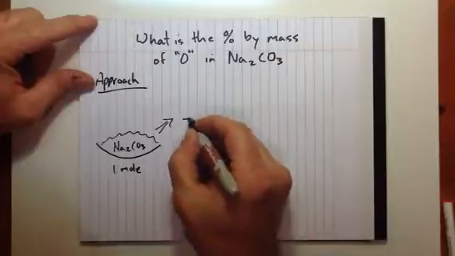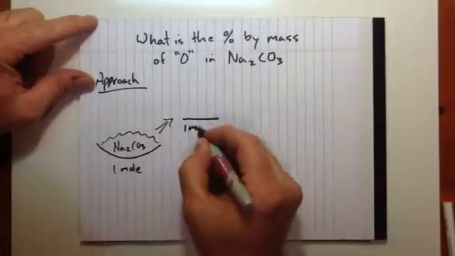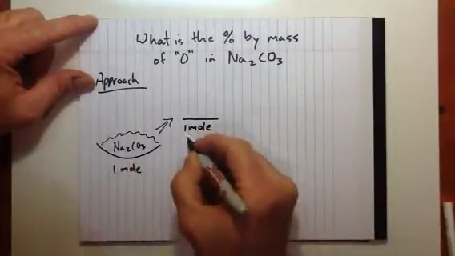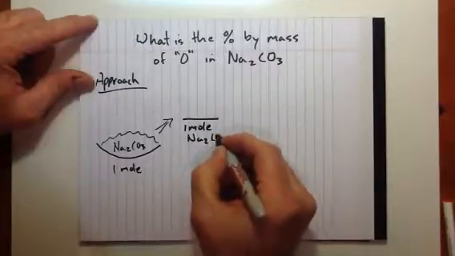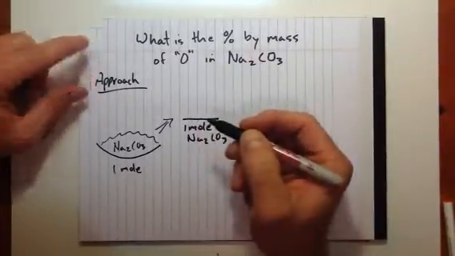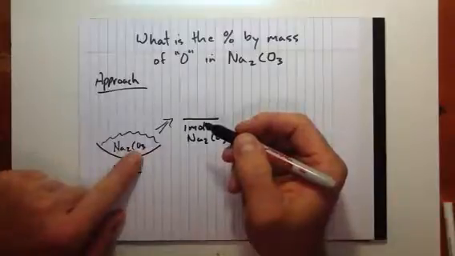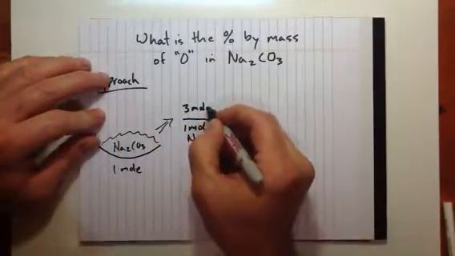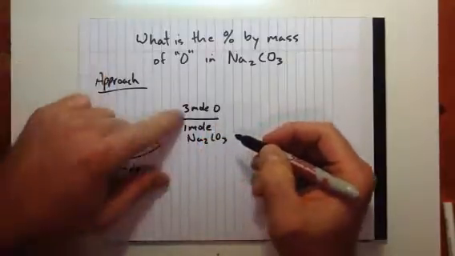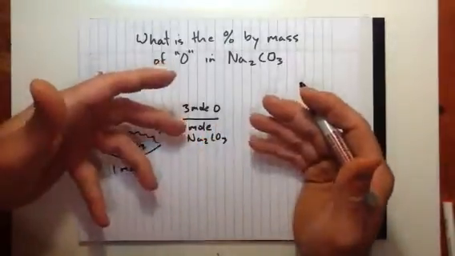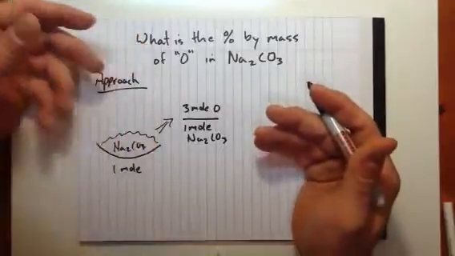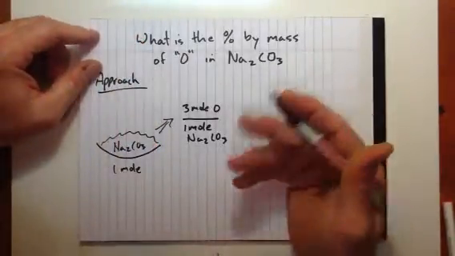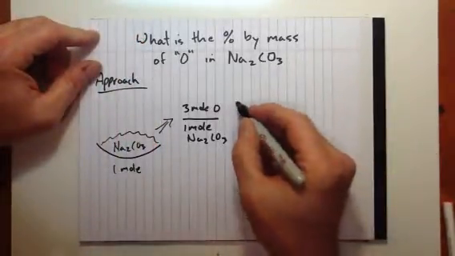So what we're going to say is in my 1 mole of Na2CO3, sodium carbonate, I have for every one of these 3 moles of O. So that's our first, I guess, ratio, and we're going to just change this to a fraction and then times it by 100. And so let's do that.